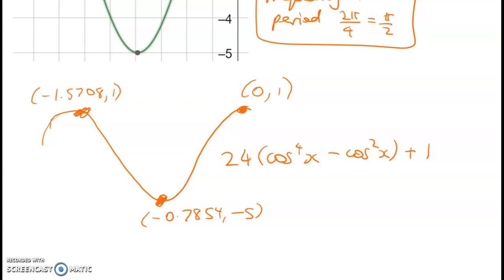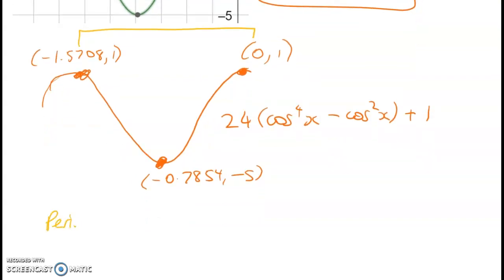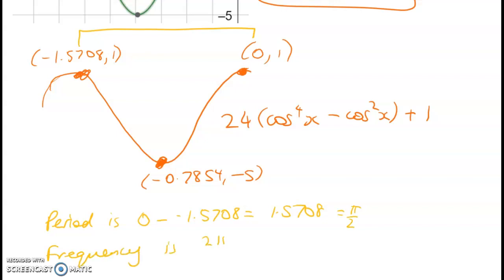Right, now we have to show what we're doing here. So the period for this function is 0 minus negative 1.5708, which is 1.5708, which is pi on 2. That means the frequency, you don't really have to do this one, but you might as well, is 2 pi over pi on 2, which is 4.